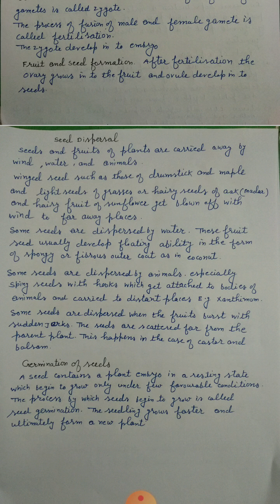Then germination of seeds. Seeds contain a plant embryo in a resting state, which begins to grow only under favorable conditions. When a seed gets favorable conditions, the optimum temperature, the optimum water, air, and all the conditions essential for germination, the seed grows and forms a seedling. The seedling grows faster and ultimately forms a new plant. This is how reproduction takes place. This is how new plants form.